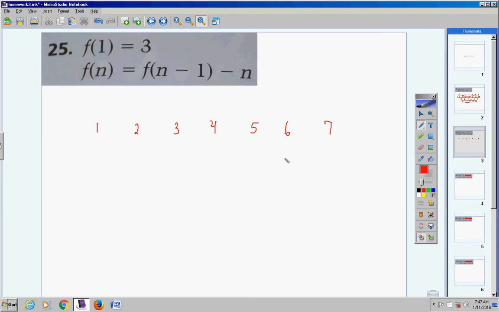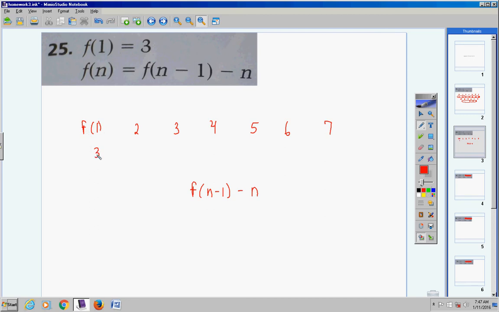And then we're going to find the second differences. So we'll have to find the first differences and then the second differences, okay? So let's write our function down here. F of n equals f of n minus 1 minus n. And let's get started. F of 1 equals 3. So f of 1 is 3.